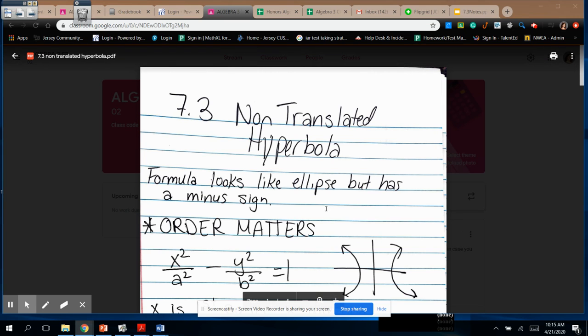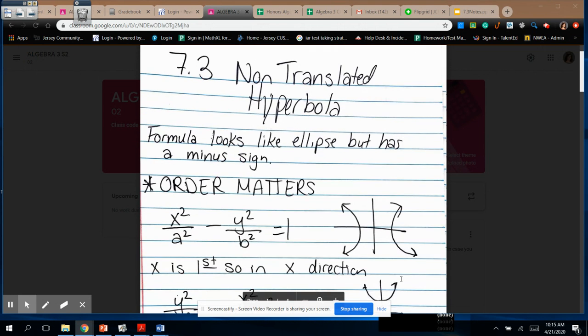Hey everyone, here are your notes for non-translated hyperbolas that you might want for your test coming up.